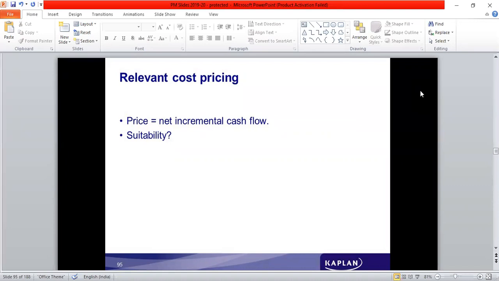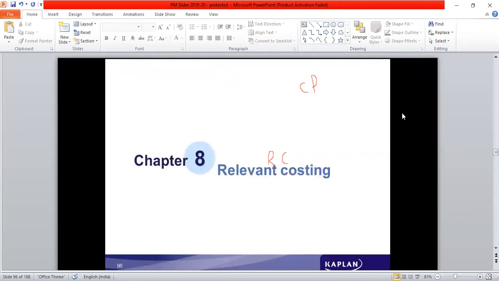What is relevant cost pricing? Like we discussed in the initial stage, the price could be the cost price plus profit. This cost price could be the total cost, or the marginal cost, or it could also be the relevant cost, only the relevant cost. But what is relevant cost? We will be looking into that in a short while.